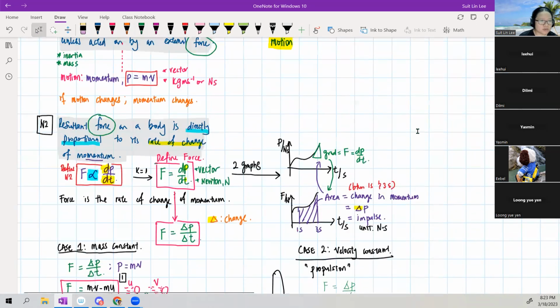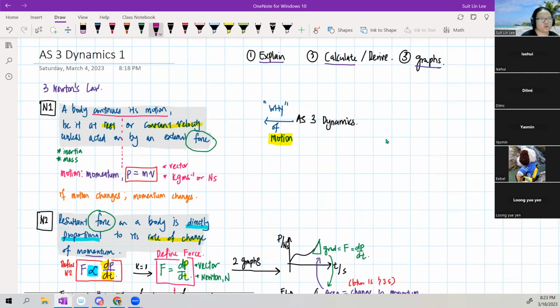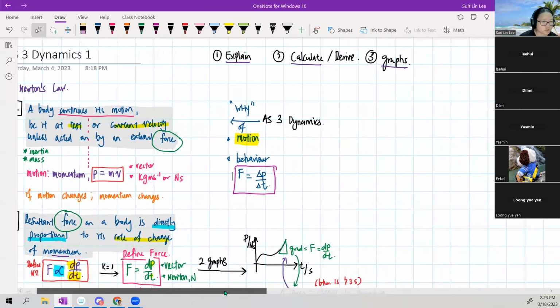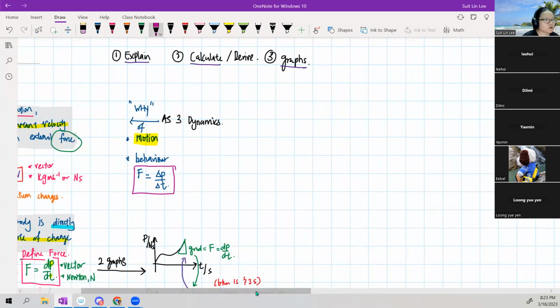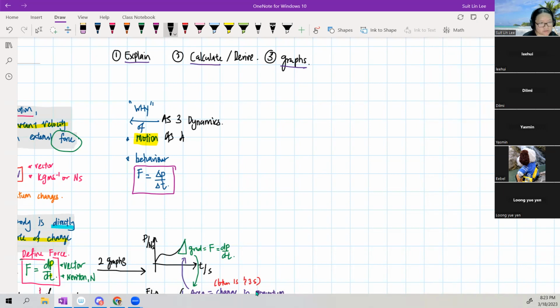Then chapter 4, you think about chapter 3 as why of motion, and specifically not just why of motion, the behavior of force. How does force behave, and how is it linked to the rate of change of momentum? This is the main idea of this section of chapter 3. And then we also started a bit on chapter 4, right? So in chapter 4, instead of talking about why of forces, we talk about what of forces.